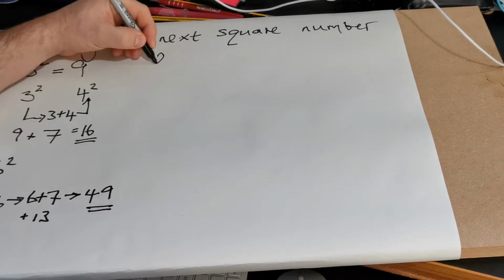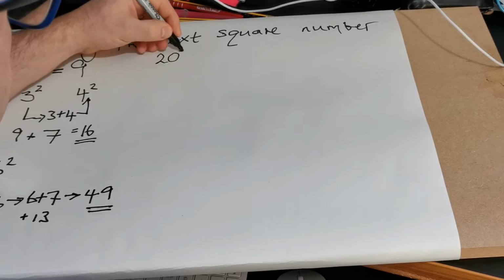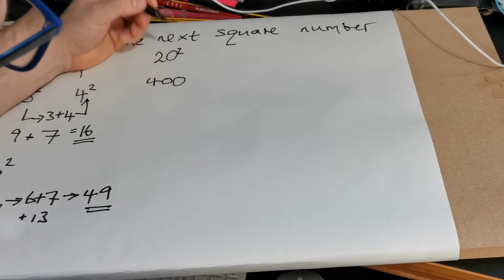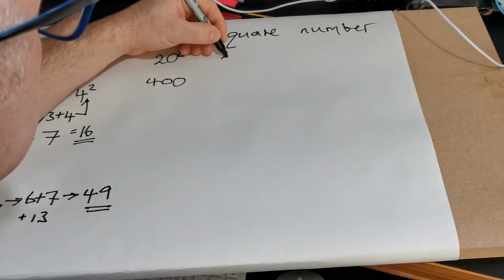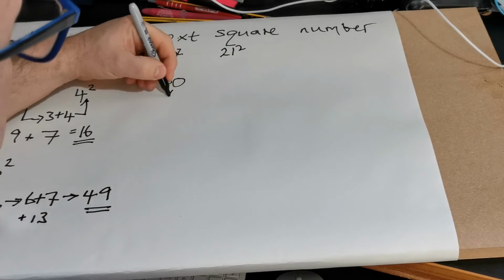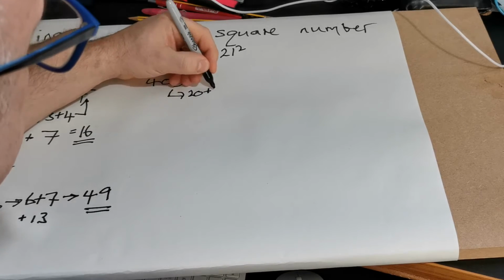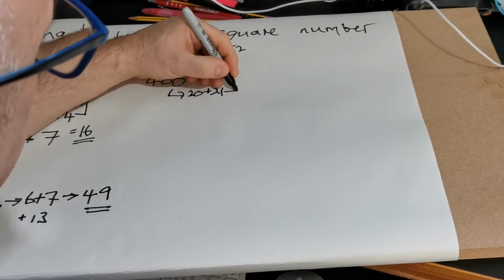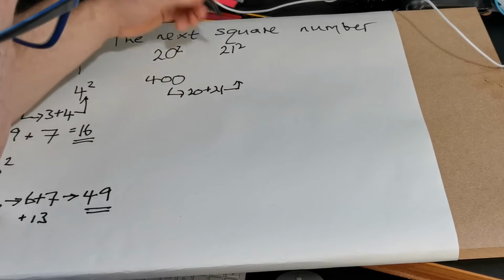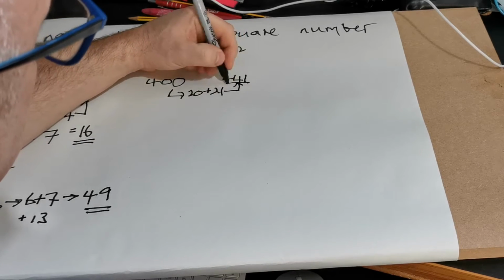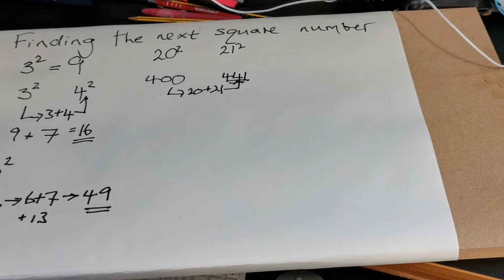So if I look at 20 squared, which I know to be 400, if I want to know 21 squared, I would add 20 and 21, that's 41, so I get 441, which is indeed 21 squared. Now this pattern can continue to find further ones.